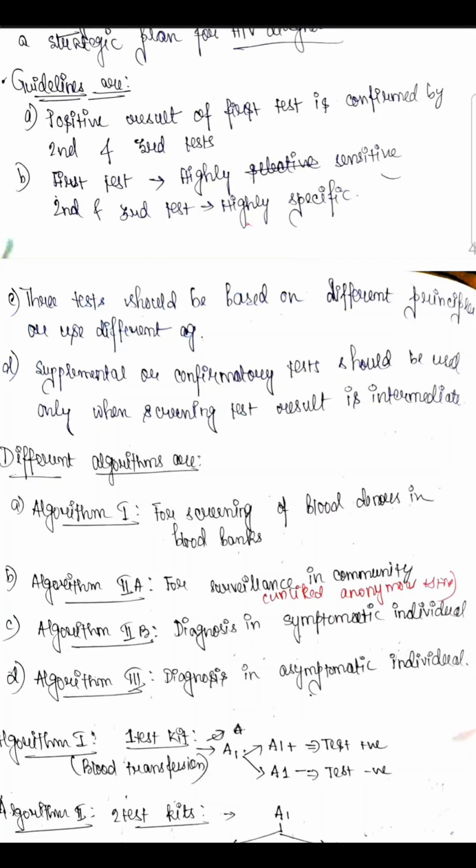Its guidelines are positive result of the first test is confirmed by second and third test. So basically there are 2 to 3 tests that we perform. The first test is highly sensitive and the second and third tests are highly specific for HIV. There are 3 tests, and the 3 tests should be based on different principles or use different antigens. It should not be based on the same principle. And the same kit should not be used again as well.